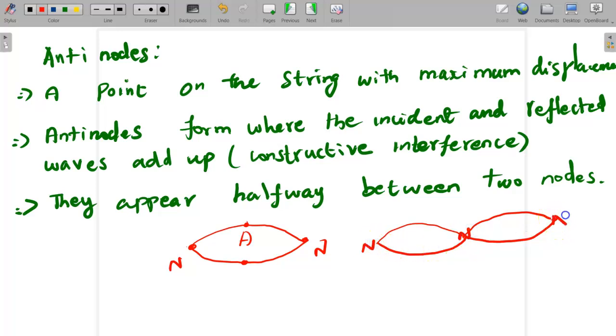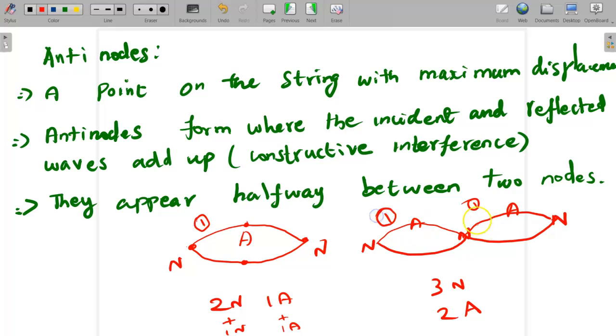So if you increase one segment, you are increasing one node and one antinode. Before it was two nodes, one antinode. Now you increase one node and another antinode. So 2 plus 1, 3 nodes you can see, and 1 plus 1, 2 antinodes you can see. This is one segment, here we have two segments. As you increase one segment, you increase one node and one antinode.